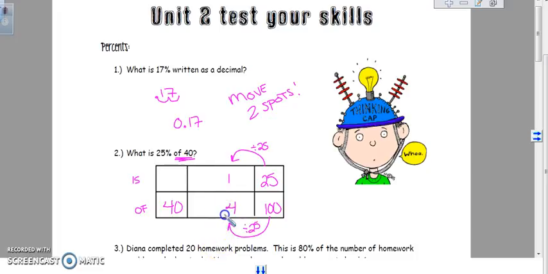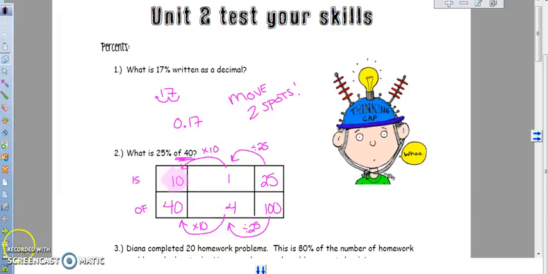How can I go from 4 to 40? Times 10. So whatever I do to the bottom, I do to the top. So 1 times 10 is 10. So my answer is 10. 25% of 40 is 10. Okay, let's look at the next one.